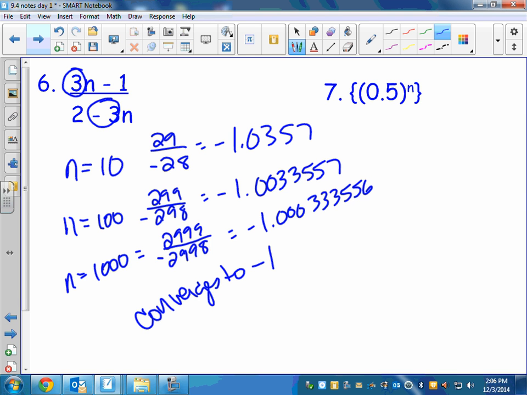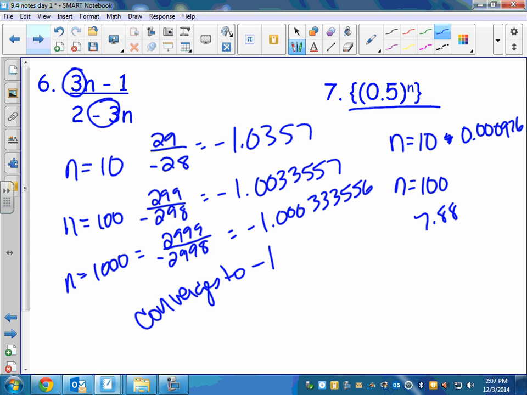But what about this one? That only works for polynomial functions, rational functions. This is an exponential function. Do exponential functions have a horizontal asymptote? I don't know. Let's pick some numbers. What if I pick 10 here? 0.5 to the 10th power is 0.000976. And then I picked 100, and I don't even think I wrote the answer down on my paper, because when I took 0.5 to the 100th power, I got 7.889 times 10 to the negative 31.